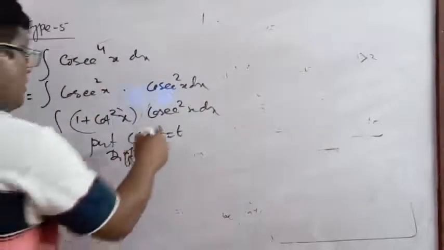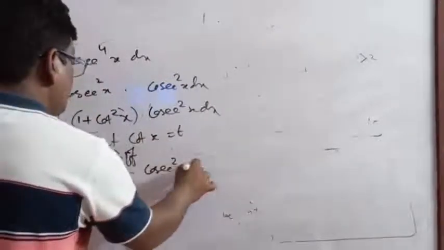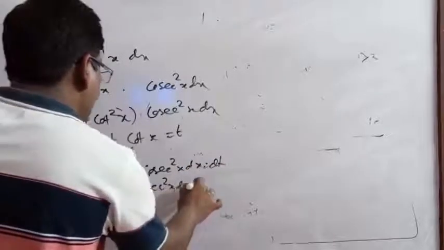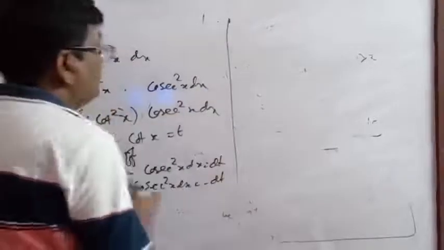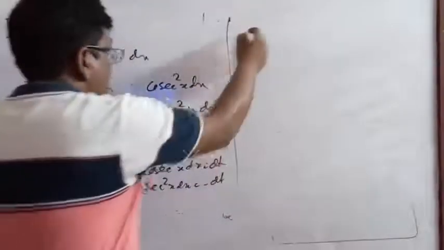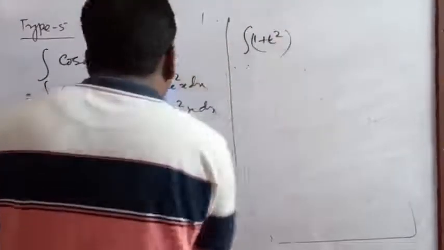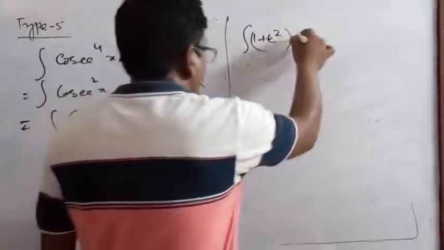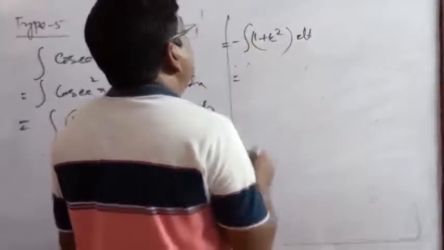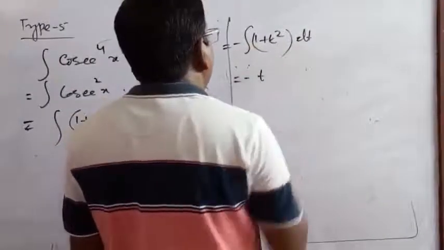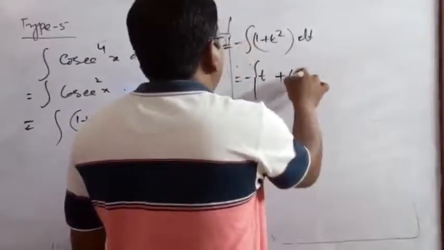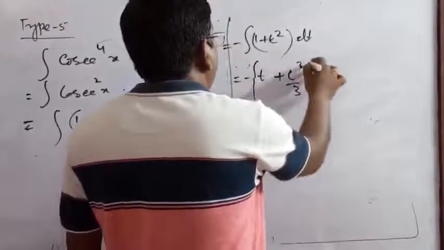What is the derivative of cot x? Minus cosec square x dx is equal to dt. So cosec square x dx is equal to minus dt. So this will be 1 plus cot square x, meaning 1 plus t square, and this is minus dt. Take the minus out, so this is equal to integral of (1 plus t square) dt, which is minus t plus t cube by 3 plus c.